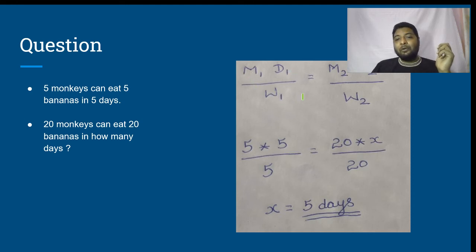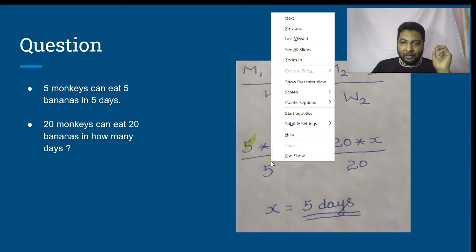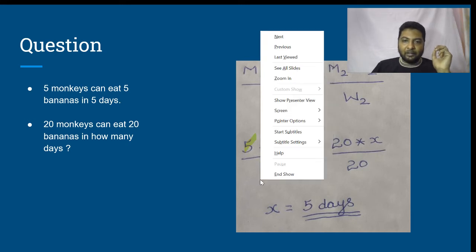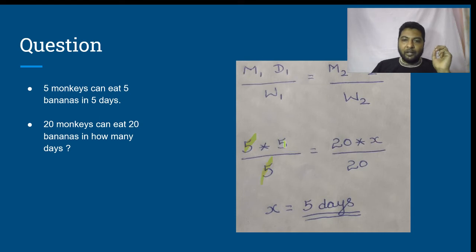So M1 D1 by W1 is equal to M2 D2 by W2. M1, 5 monkeys can eat 5 bananas, work done, which is 5 bananas, in 5 days. 20 monkeys can eat 20 bananas in how many days? In X days. If you simplify, 5 and 5 get cancelled, 20 and 20 get cancelled, X is equal to 5 days. So 20 monkeys can eat 20 bananas in 5 days. 60 monkeys can eat 60 bananas in 5 days. 100 monkeys can eat 100 bananas in 5 days.